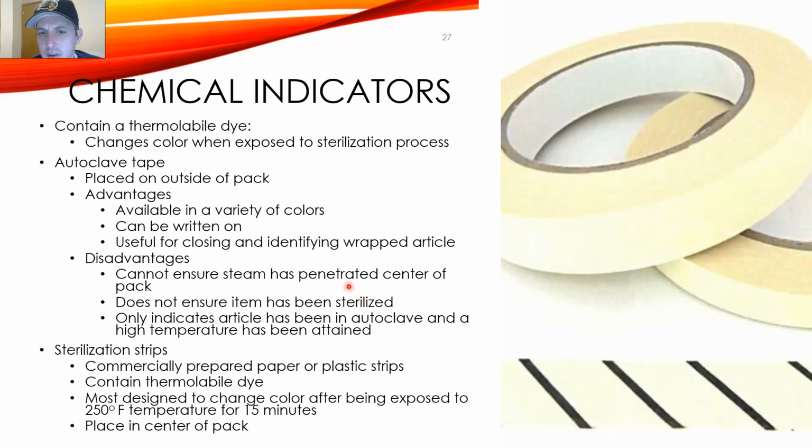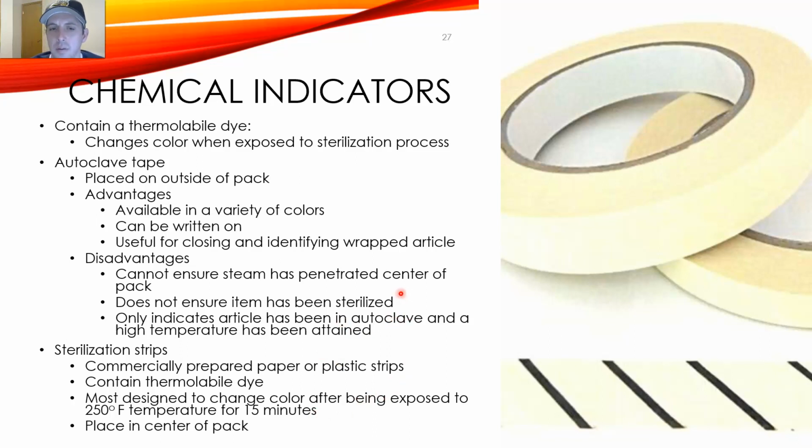Obviously, the biggest disadvantage is that it's on the outside, and so we can't tell whether or not it was in fact sterilized all the way through. So oftentimes it's a combination of both. That way you can see from the outside whether or not the pack has at least gone through the autoclave. You use autoclave tape on the outside, and then you put a sterilization chemical strip into the middle with that dye. It changes colors after being exposed to 250 degrees for at least 15 minutes, which kills all of the spores. Put that in the center of the pack.